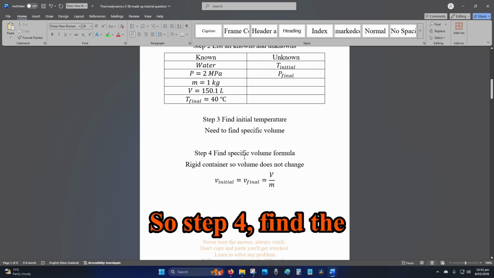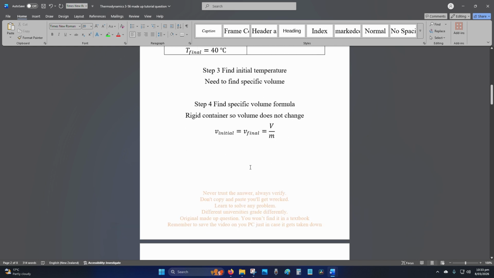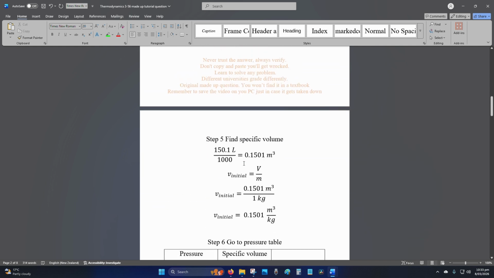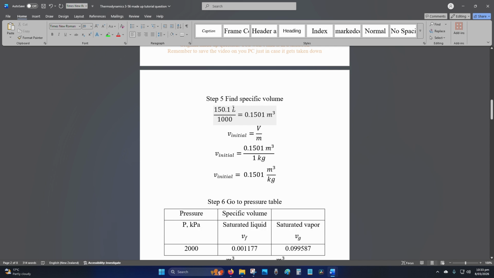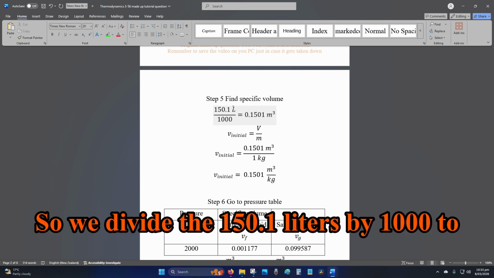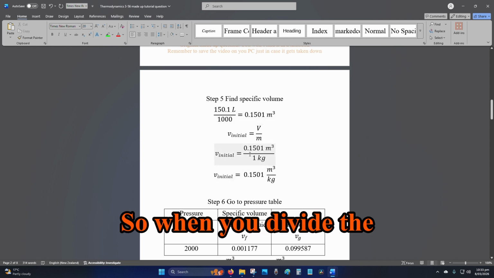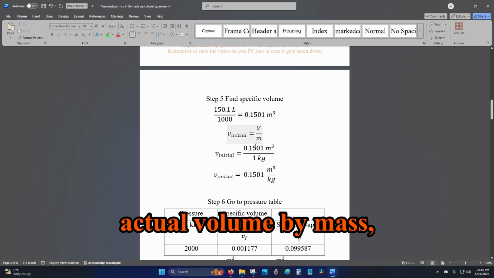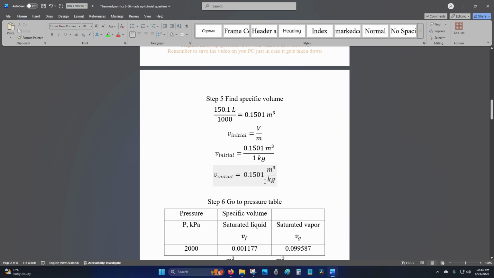Step 4, find the specific volume formula, so it's the actual volume divided by mass. Step 5, we plug and play to find the specific volume. We divide the 150.1 liters by 1,000 to get it to meters cubed. So when you divide the actual volume by mass, you'll get 0.1501 meters cubed per kilogram.